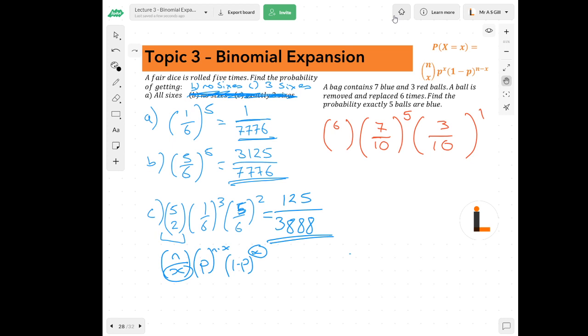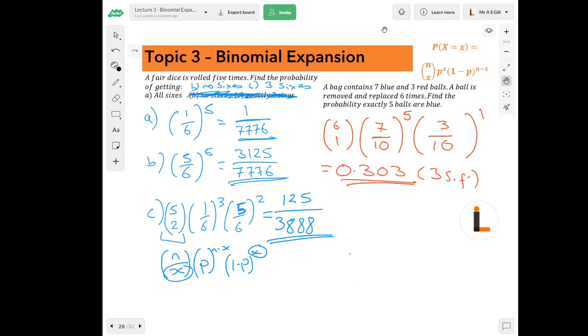And then we're going to get, this is going to have to be 6 choose 1 over here as well. And then it's just a matter of typing this into our calculator. Our final answer should therefore be 0.303 to 3 significant figures.